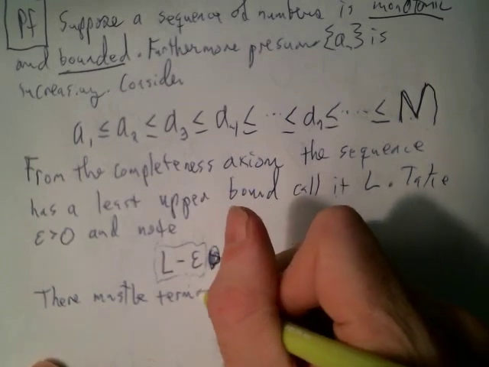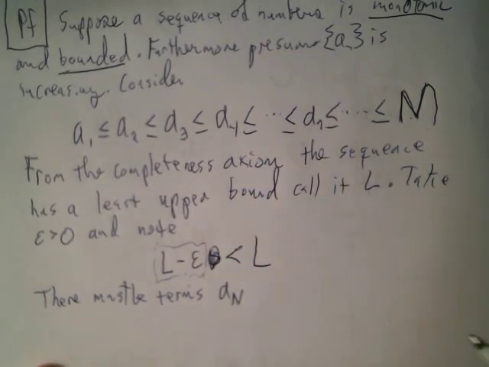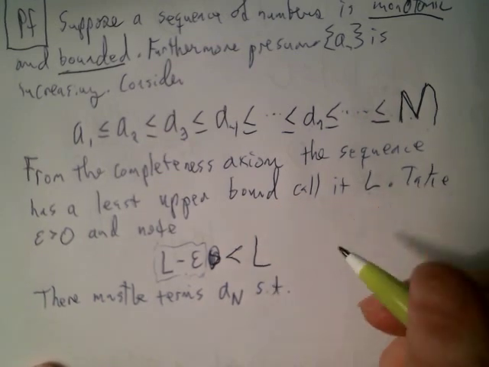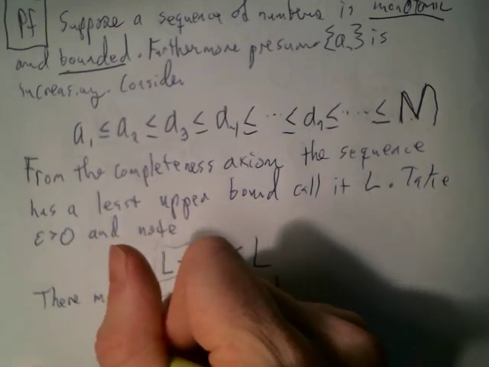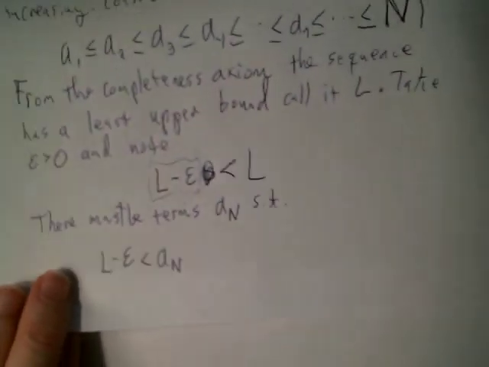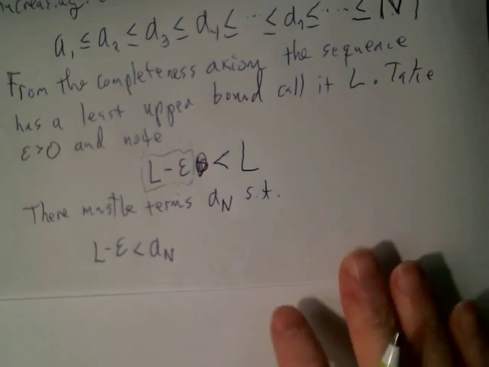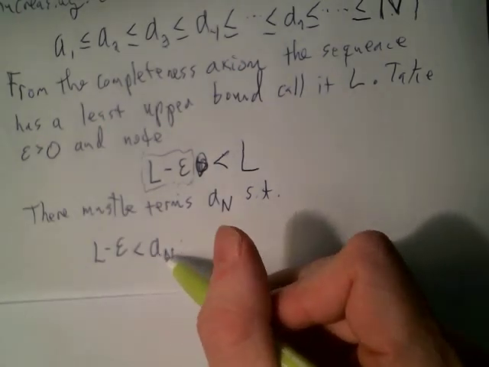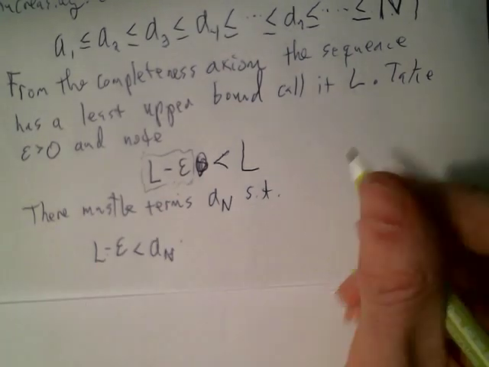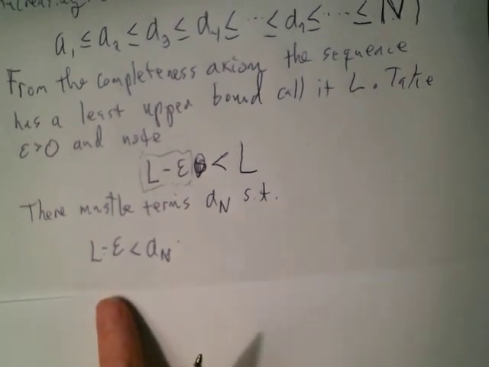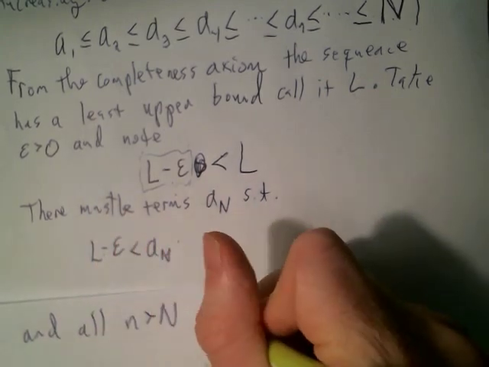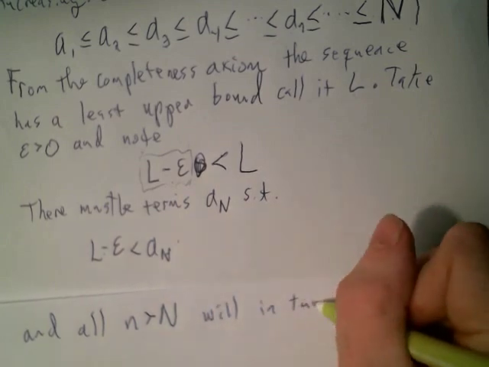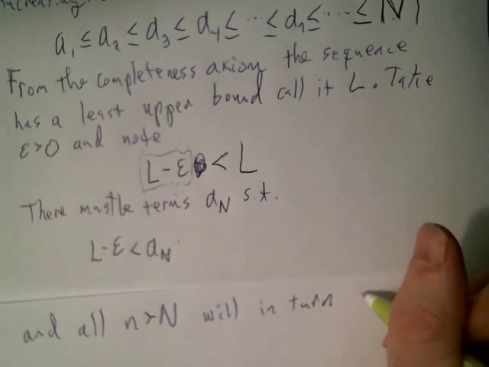So there must be terms, say a sub capital N, such that a sub capital N would be greater than this L minus epsilon. And that'll be true for all little n greater than this capital N. Because it's an increasing sequence, the next number in the sequence will be bigger than this, which will be bigger than this. So there must be terms a sub n such that a sub n is greater than this, and all n greater than big N will in turn fulfill that inequality.